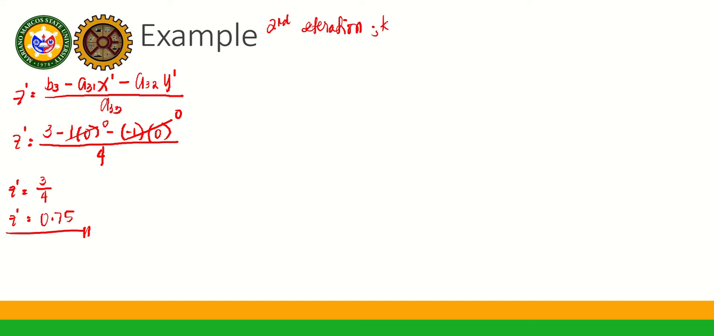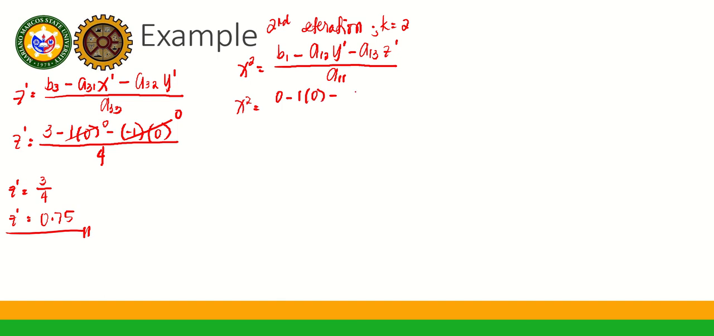Second iteration, k is equal to 2. Solving for x raised to 2, this is equal to b sub 1 minus a12 times y raised to k minus 1, so that is 1, minus a13 times z raised to 1, and then over a11. So x raised to 2 is equal to 0 minus a12, which is equal to 1 multiplied by y raised to 1, that is 0.